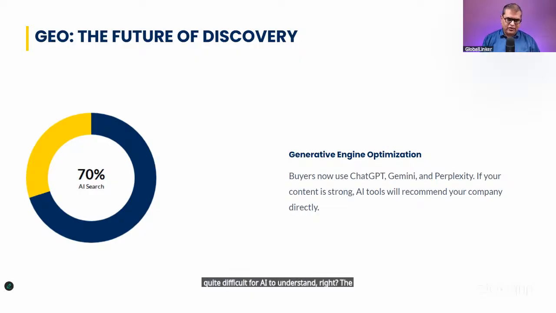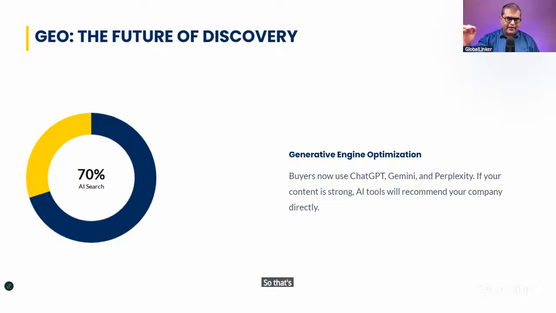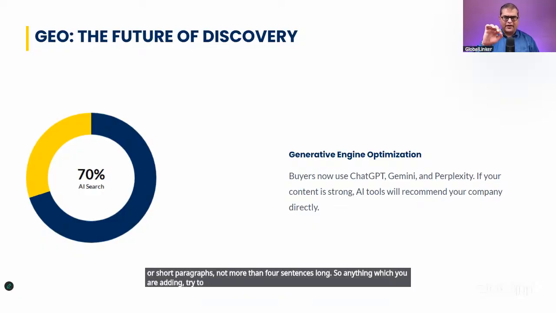The next thing which comes for AI discoverability is the content structure. I have already spoken about it, that AI hates long form content. So that's where it should ideally be bullet points, or short paragraphs, not more than 4 sentences long. So anything which you are adding, try to have short paragraphs. It should be 1 or 2 lines maximum, or 4 lines maximum, nothing more than that.